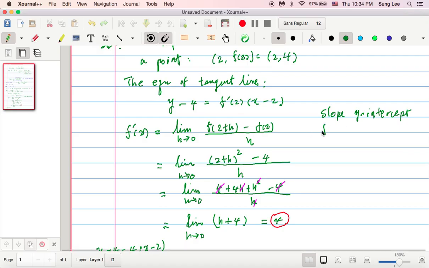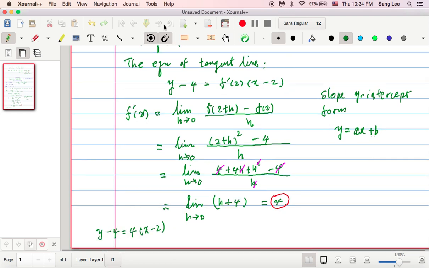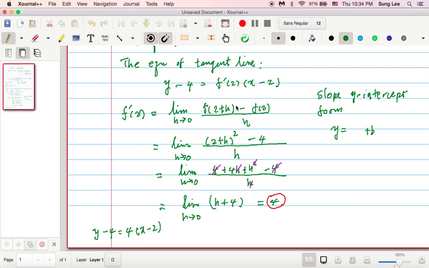Slope-intercept form, that's y equals ax plus b. So we want to write it in this form. Here, a is the slope and b is the y-intercept. It doesn't matter, but I said a is the slope, and I think in algebra you guys used m for the slope. So mx plus b, whatever.